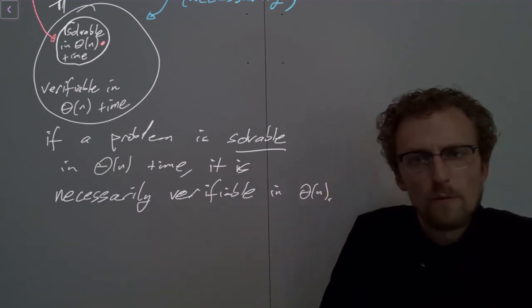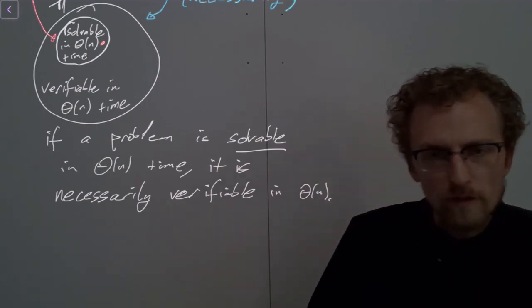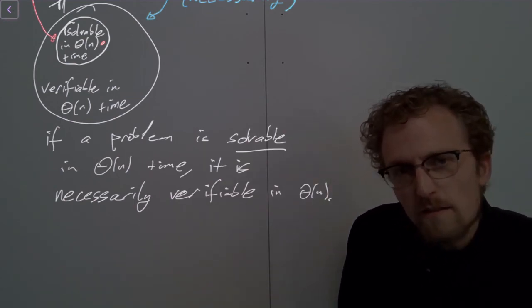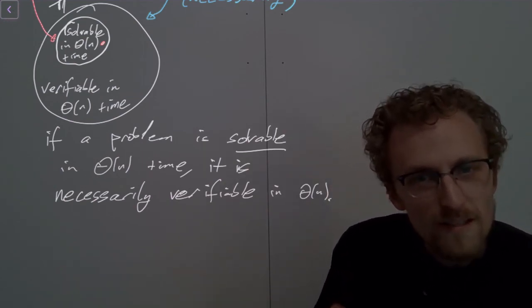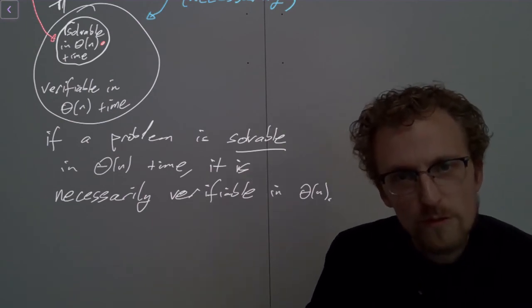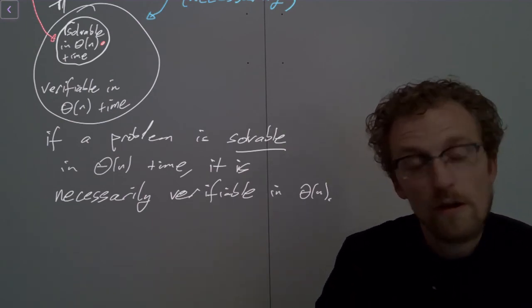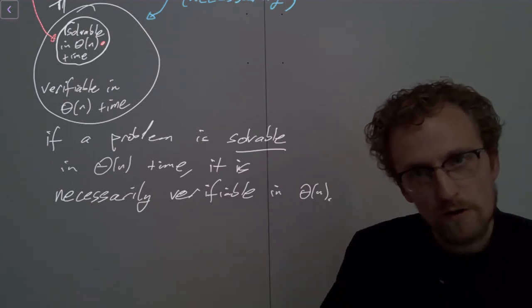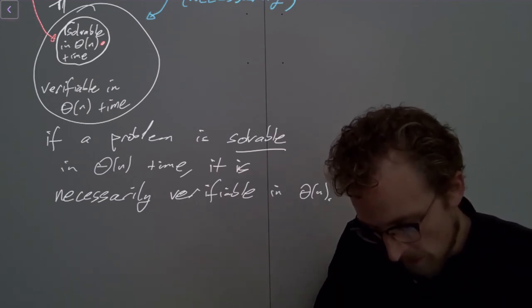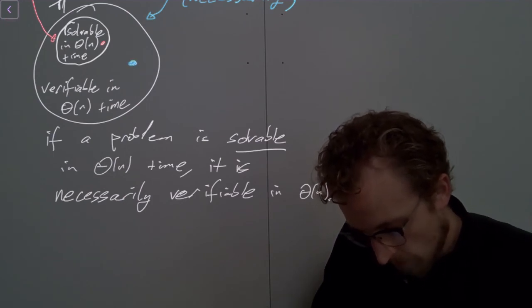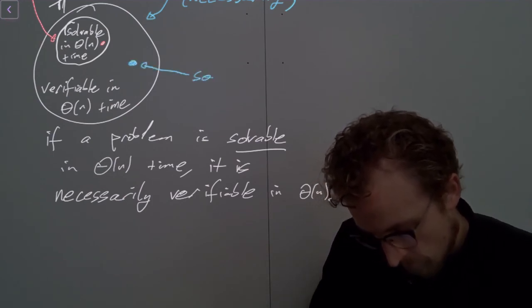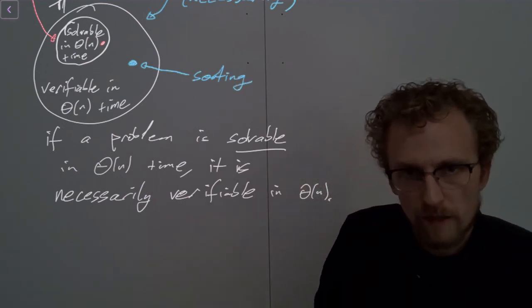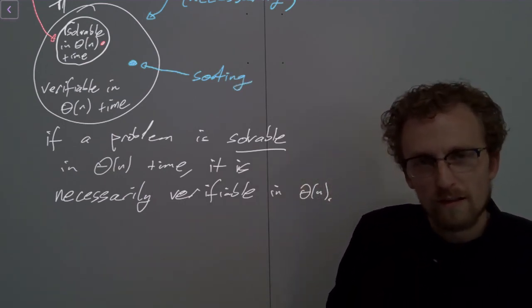I'm abbreviating a bit here. So what does this do? Well, this illustrates that there are problems that are easier to verify than they are to solve. Because what do we know about this? We know that sorting lives here. Sorting cannot be solved in linear time, but it can be verified in linear time.